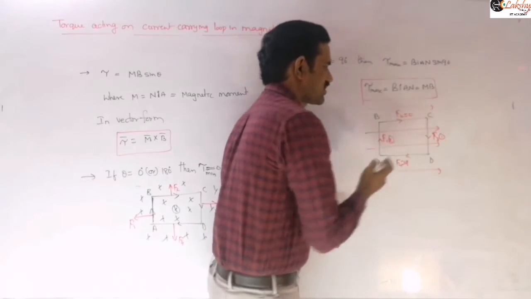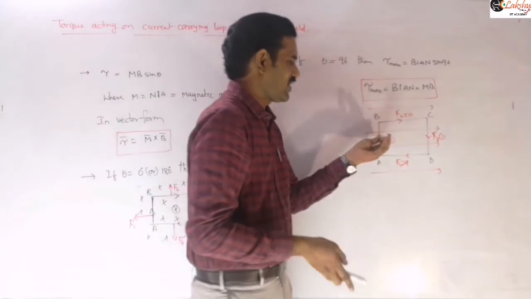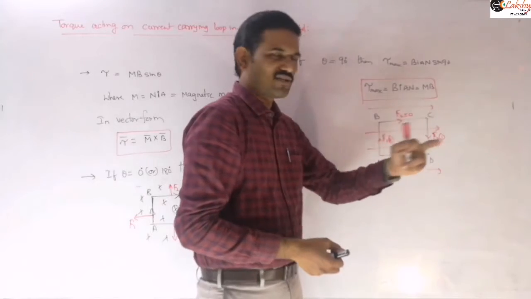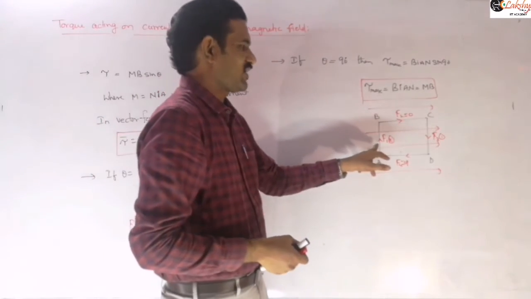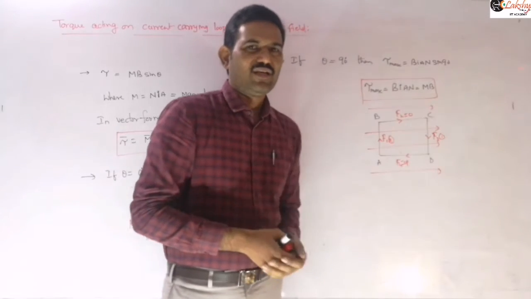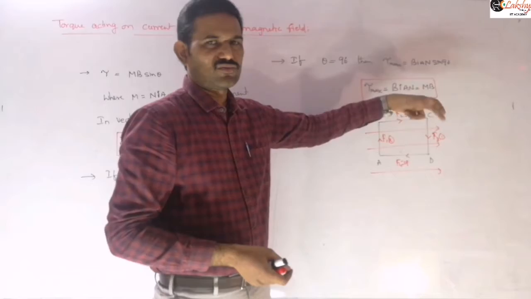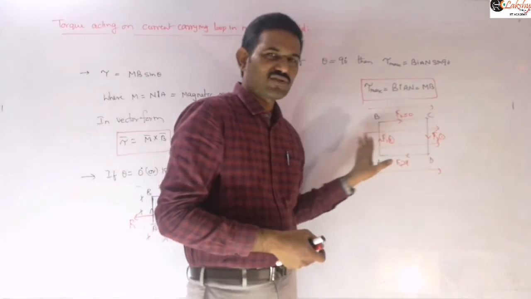Now these two forces are perpendicular to the plane itself and perpendicular to that conductor. F1 is into the plane and F3 is out of the plane there. And so the maximum torque will act here: F into the perpendicular distance, which will be equal to L. So that means BIL into L you will get, which is nothing but what we are writing here. So for maximum torque, you will get the situation like this.